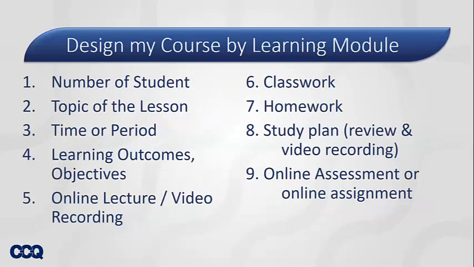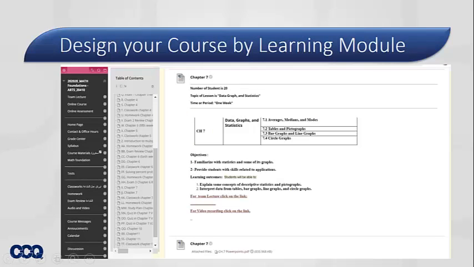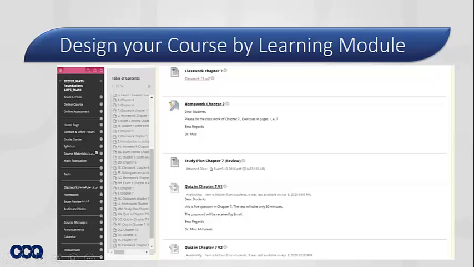Design my course by learning model. Number one, number of students. Second of all, topic of lessons, time period, then learning outcomes and objectives, then online lectures and video recording, then classwork and homework, study plan and reviewing video recording, and online assessment or assignments. Here you can see the number of students, the topic, data, graph, and statistics, and the time period, one week. Here you can see the objectives. Here are the classwork, the homework, study plan, and many more.